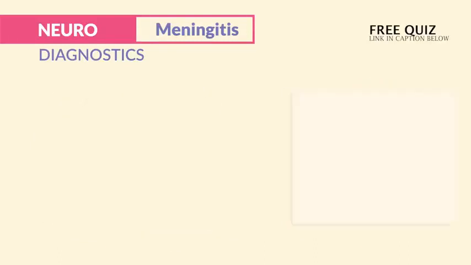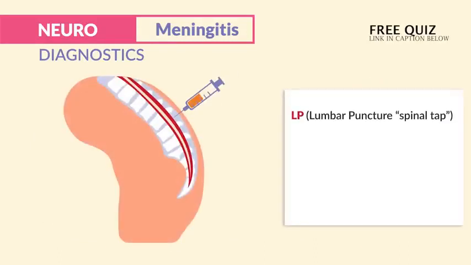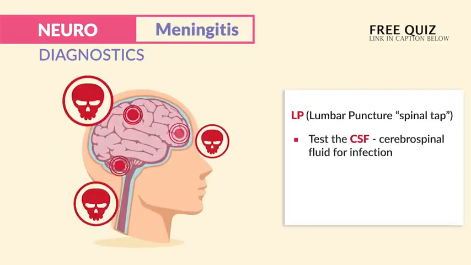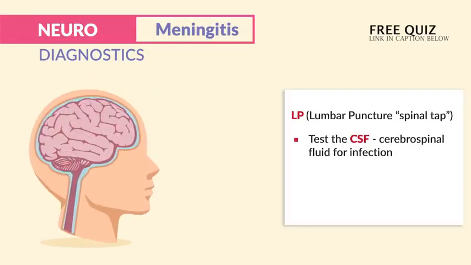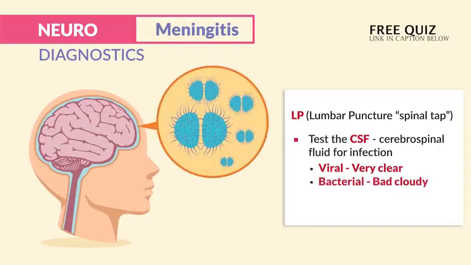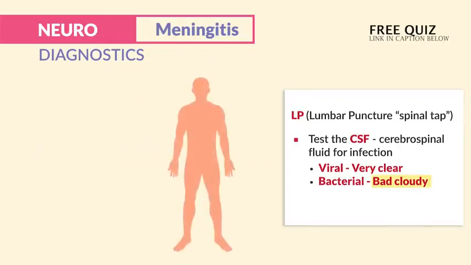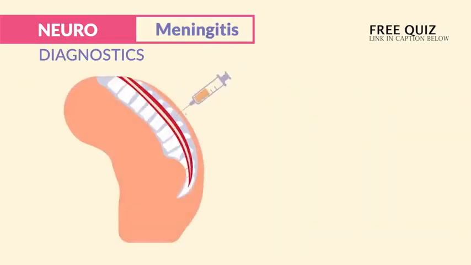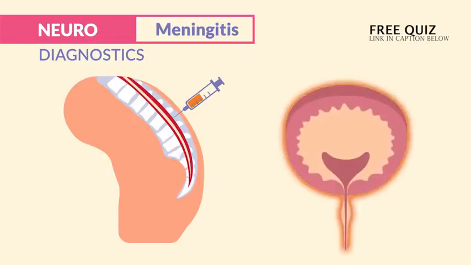Now, as far as LP, our lumbar puncture, also known as a spinal tap, this test is done to test the CSF, that cerebral spinal fluid, for infection. So the rule of thumb is viral is very clear CSF fluid, and bacterial is very bad, cloudy fluid. Now, both will have elevated WBCs, that white blood cell count, since there is an infection inside the body. Now, as far as nursing care for an LP, before the LP, we tell clients to empty their bladder.